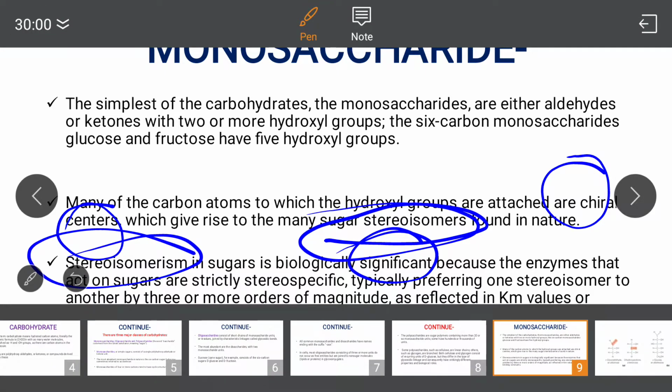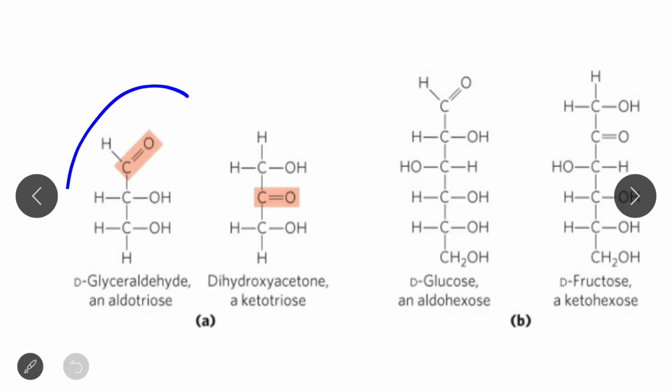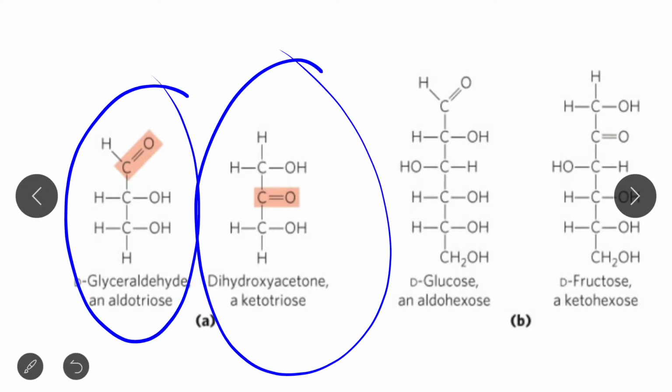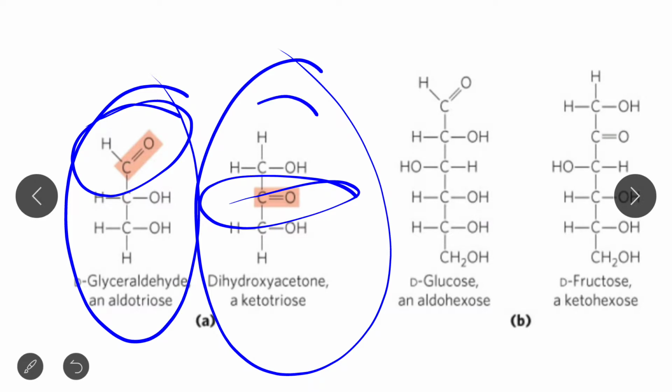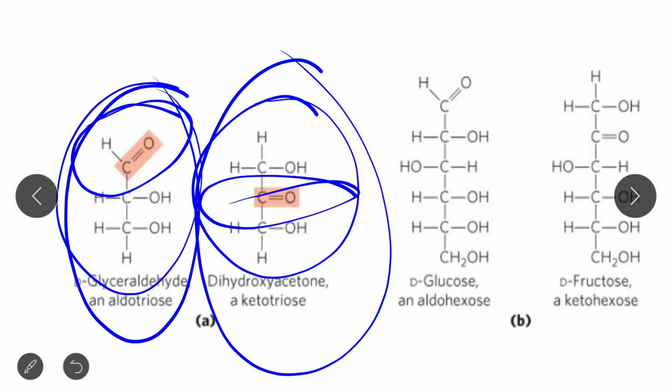Now look at this figure. See, this is the structure of D-glucose. This is the structure of dihydroxyacetone. What can you find in this structure? This consists of an aldehyde group, this consists of a keto group, and these are the simplest monosaccharides. It consists of 3 carbons, that is triose, and an aldehyde group, so it is known as aldotriose. And this consists of 3 carbons, that is triose, and a keto group, so it is known as ketotriose.